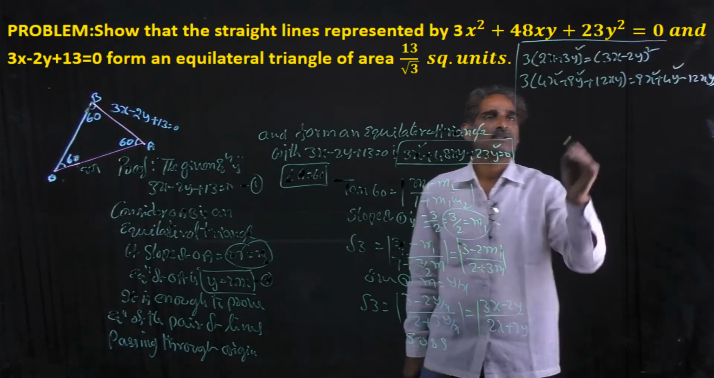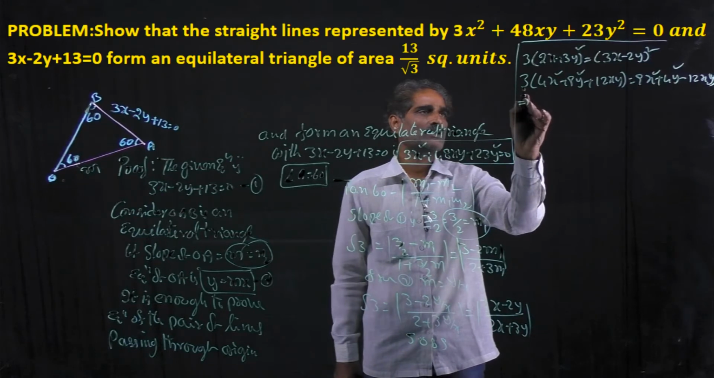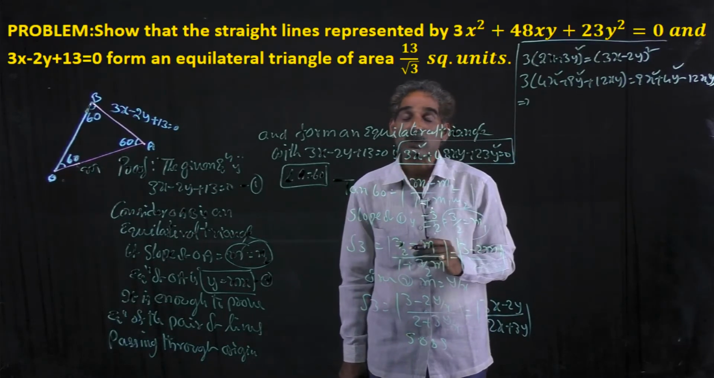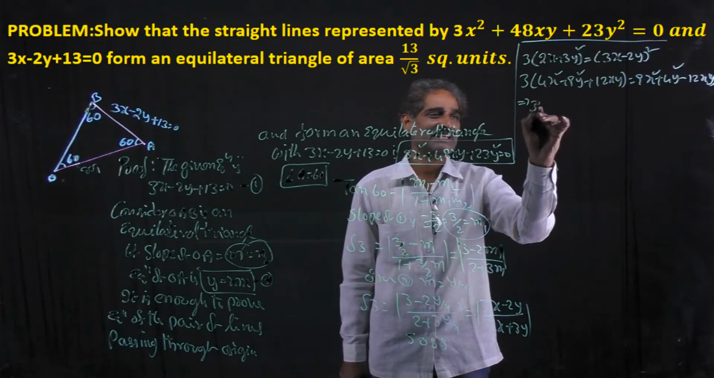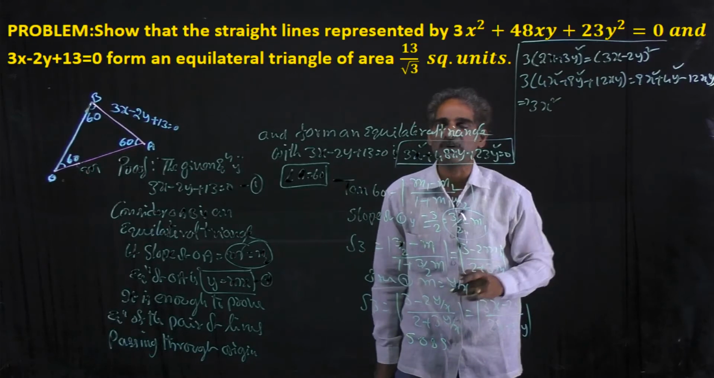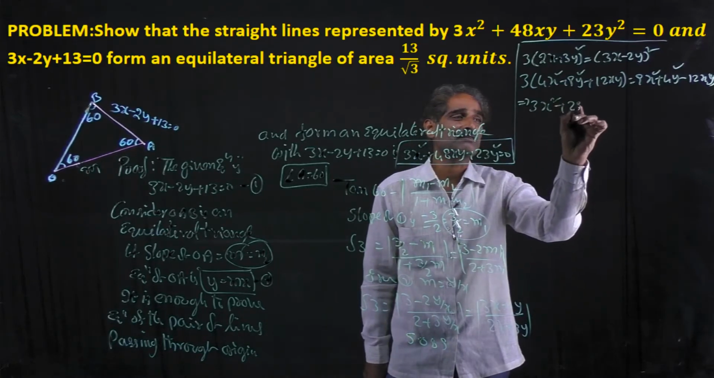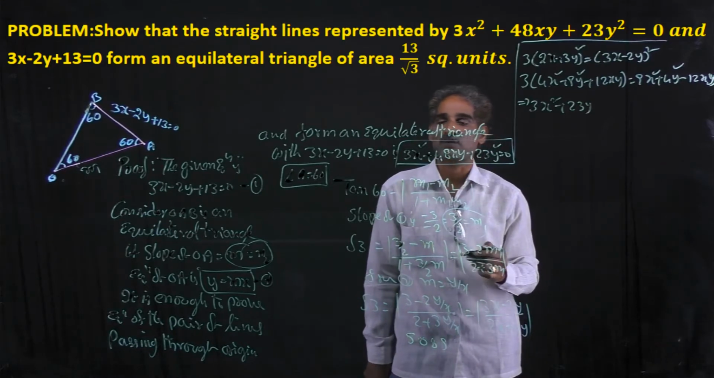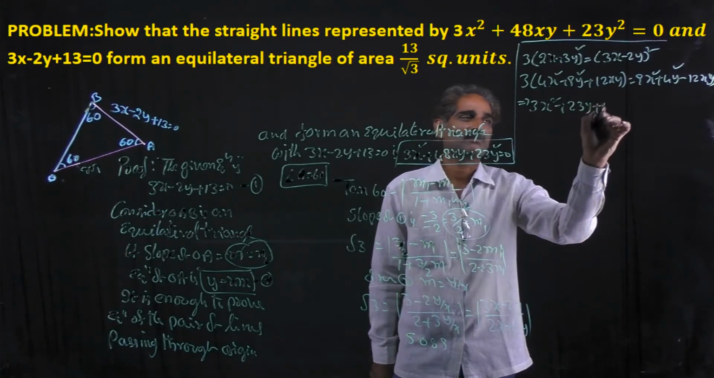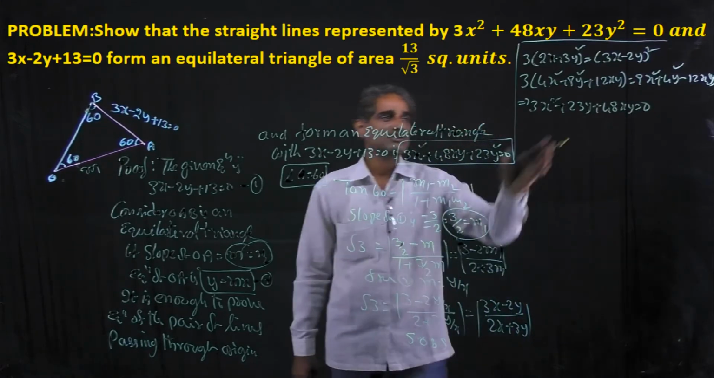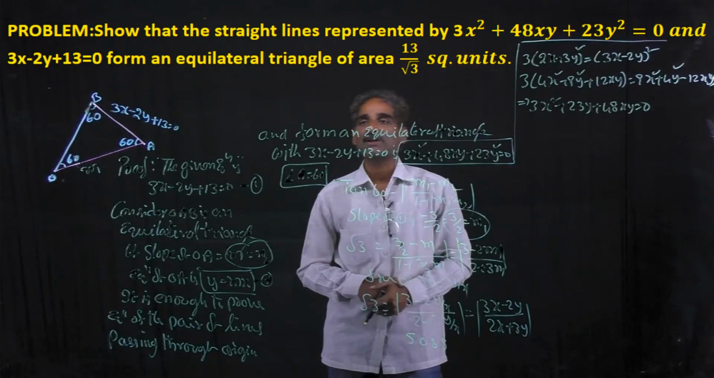So from this we can write 12x square minus 9x square, 3x square; 27y square minus 4y square, 23y square; 36xy plus 12xy, 48xy. So this is nothing but the given pair of lines.